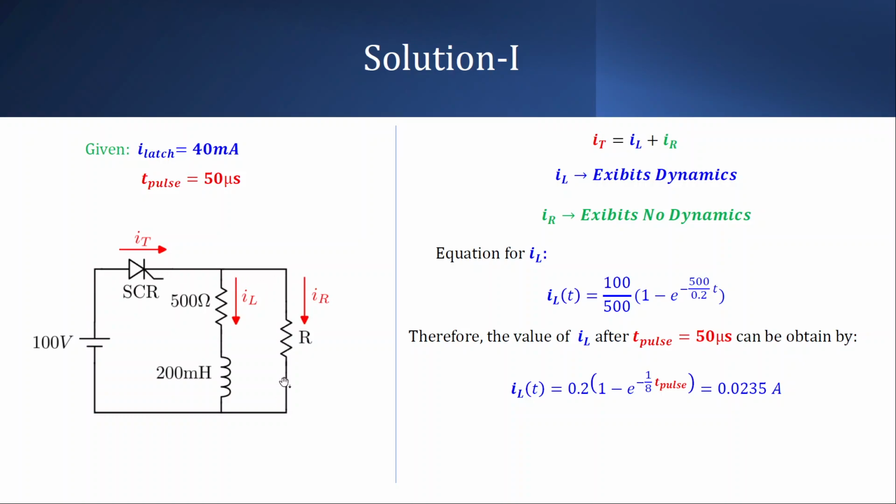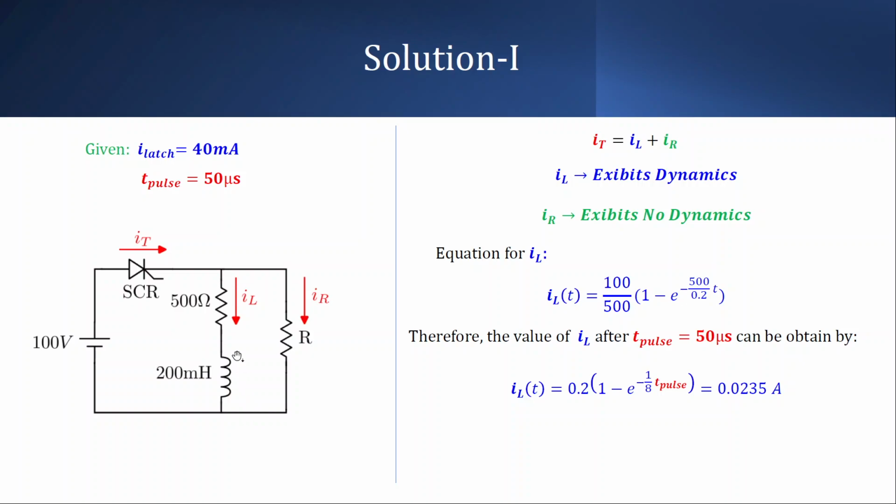Yes, sir. So this current IR is not going to show you any dynamics. It's a resistive circuit, so no dynamics. So the value of current IR would be 100 divided by R, right? Yes, sir. Now what about the current IL, that is the current flowing through this inductor? Will it show any dynamics?